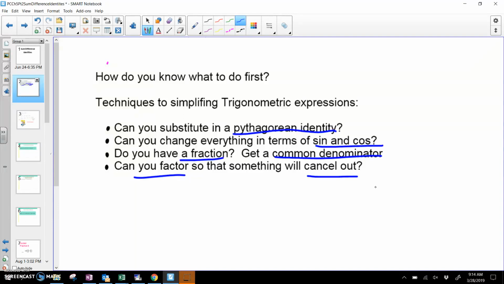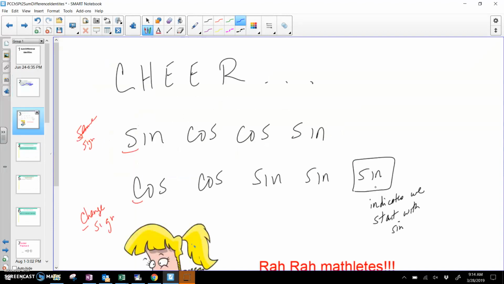Now, the good news to remember these tools is there is a cheer that goes with it. So here's how the cheer goes. It's sine, cosine, cosine, sine, cosine, cosine, sine, sine, sine. Okay, so I want you to repeat that in your head about 15 times right now. So pause the video. I'll do it one more time, but the cheer goes sine, cosine, cosine, sine, cosine, cosine, sine, sine, sine.